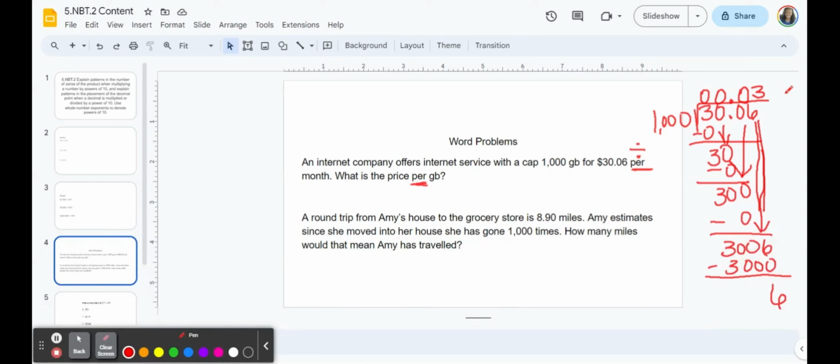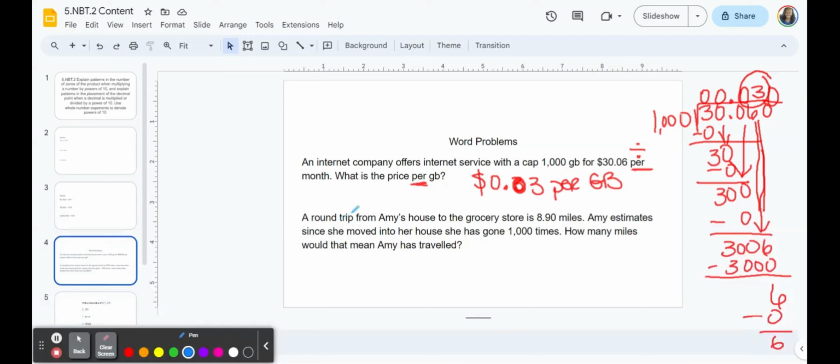We could keep working this until it just goes out. You can keep adding the zeros if you want to. 1,000 doesn't go into 6, 0, and so on. Bring it down, 6. And it'll just keep going until we actually get 6,000. So I'm going to stop right here because money only has 2 places behind the decimal. So we find that this person is paying, not 30 cents, but 3 cents, because these are our 2 numbers that we're focusing on. 3 cents per gigabyte, which is really cheap. Okay.